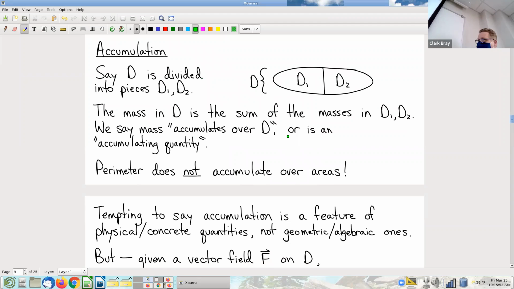And just for the record, there are a lot of things that do have the feature of accumulation, but not everything does, and it absolutely cannot be taken for granted. So perimeter, for example, is not an accumulating quantity. The perimeter of D1 plus the perimeter of D2 is clearly not the same as the perimeter of D itself. It is nice, though, when something actually has this feature of accumulation.